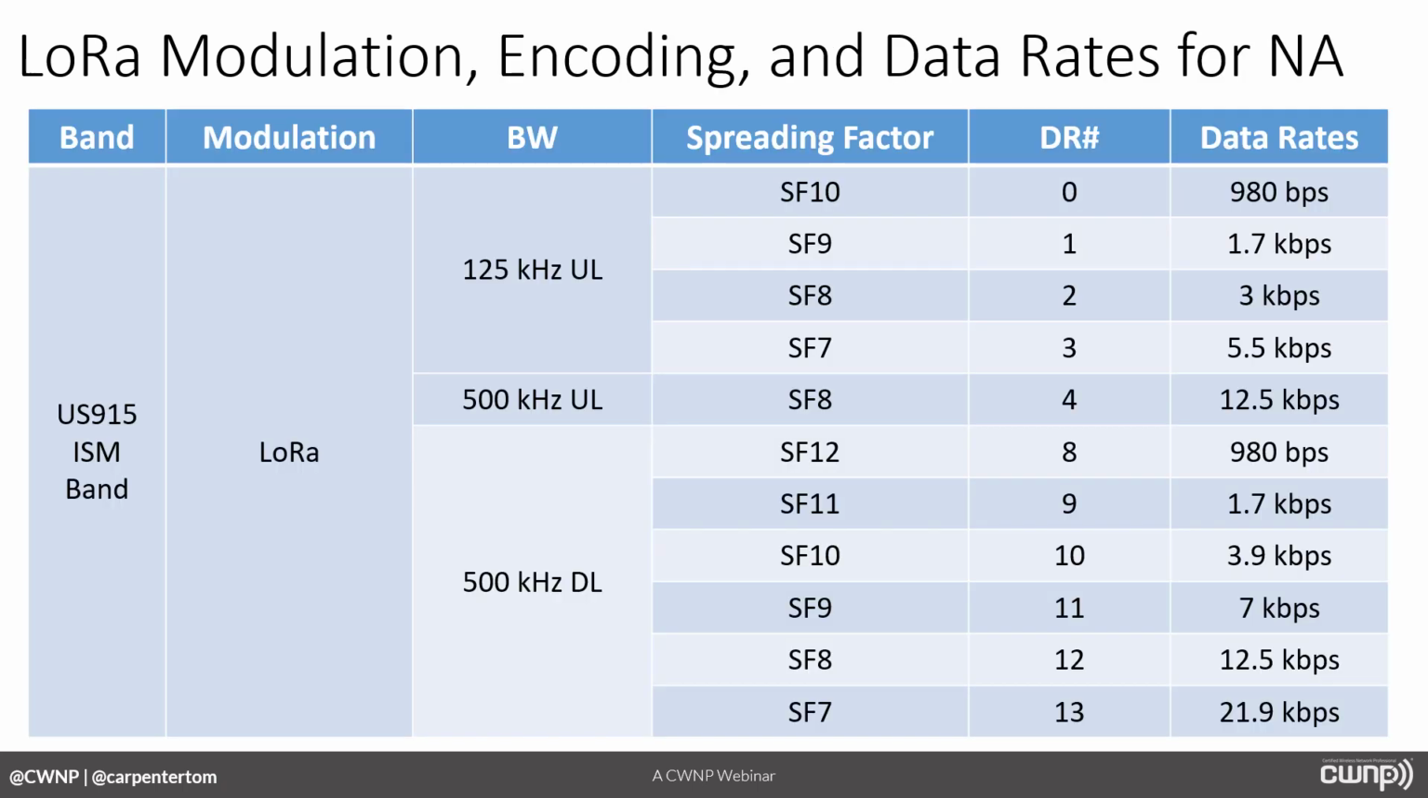So let's take a very quick look at another example. This is the modulation, encoding, and data rates for North America, again coming out of that same document that's available to you for free. And you can see we're using 125 kilohertz and 500 kilohertz channels. With that bandwidth, you can see that I can get a data rate as high as 5.5 kilobits per second for 125 kilohertz or 12.5 kilobits per second at 500 kilohertz. On the downlink, it's all 500 kilohertz.